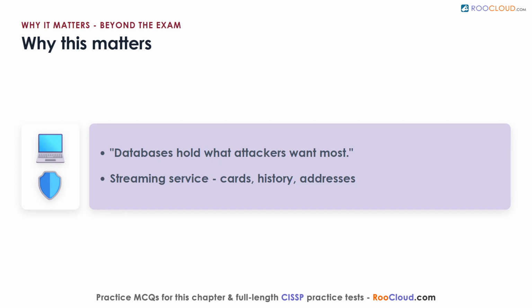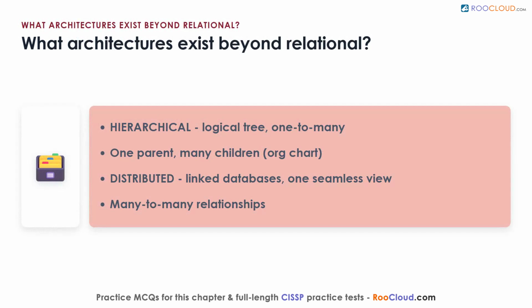If you cannot reason about how that data is structured and joined, you cannot judge who can reach what, or spot where a clever query might reveal more than intended. Understanding the architecture is the groundwork for protecting it. What database architectures exist beyond the familiar relational one?